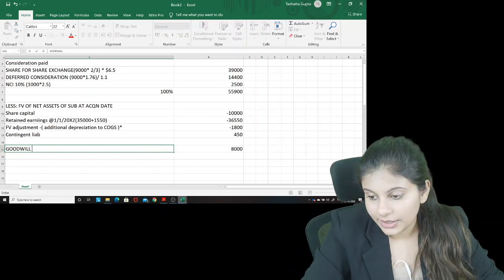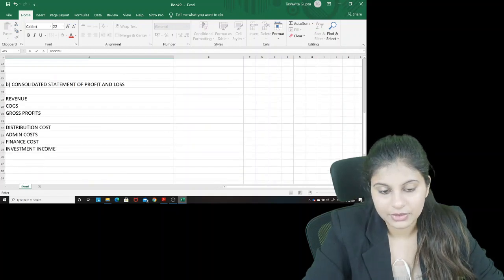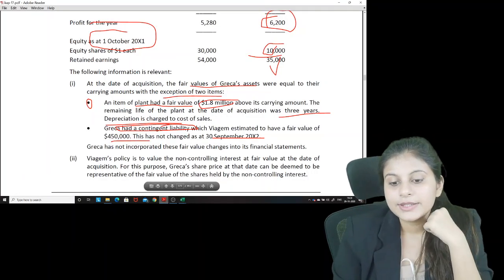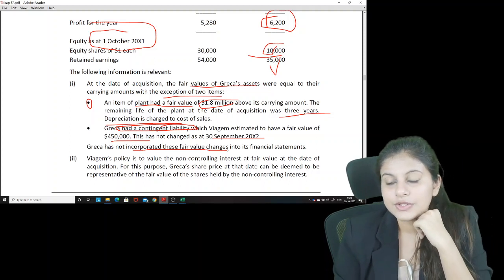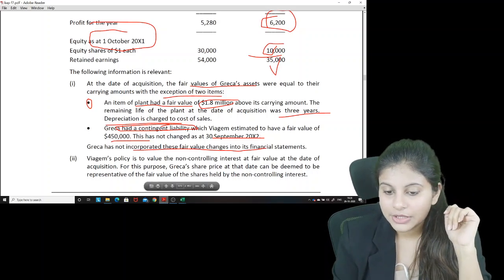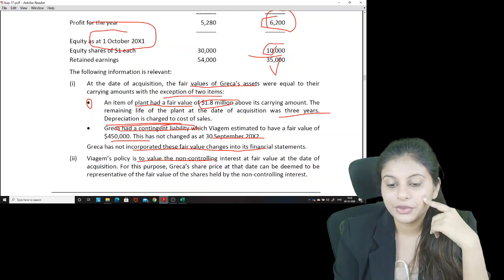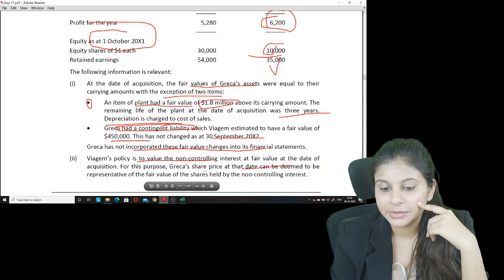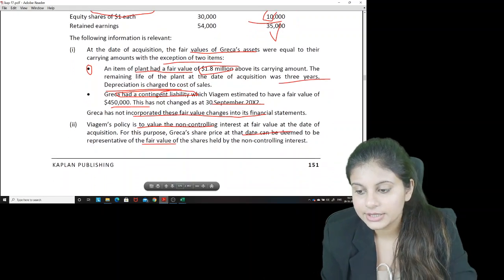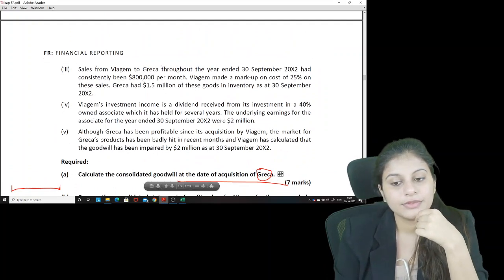Okay, then let us move to the statement of profit and loss. Let's read the question more. Now, Gresa has not incorporated these fair value changes into its financial statements. We are anyway not preparing SOFP. Then V's policy is to value the non-controlling interest at fair value at the date of acquisition. We already did that. So for this purpose, Gresa's share price at that date can be deemed to be representative of the fair value held by the NCI. Already dealt with that.